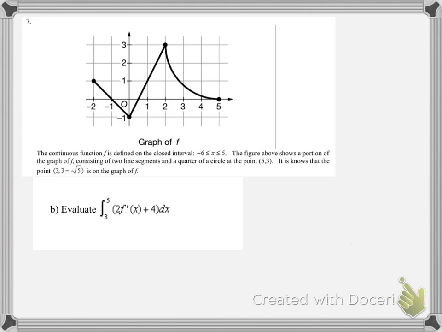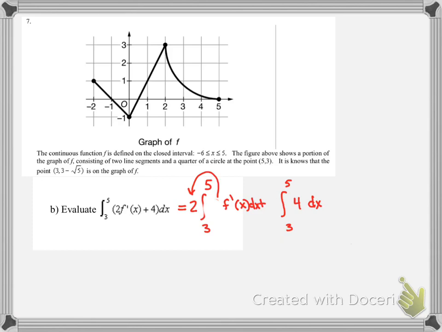One of our integration rules is that we can split this integral up into several integrals. We're going to look at the integral from 3 to 5 of 2f prime of x plus the integral from 3 to 5 of 4, all dx. And I can also factor this 2 out, so I'll do that.